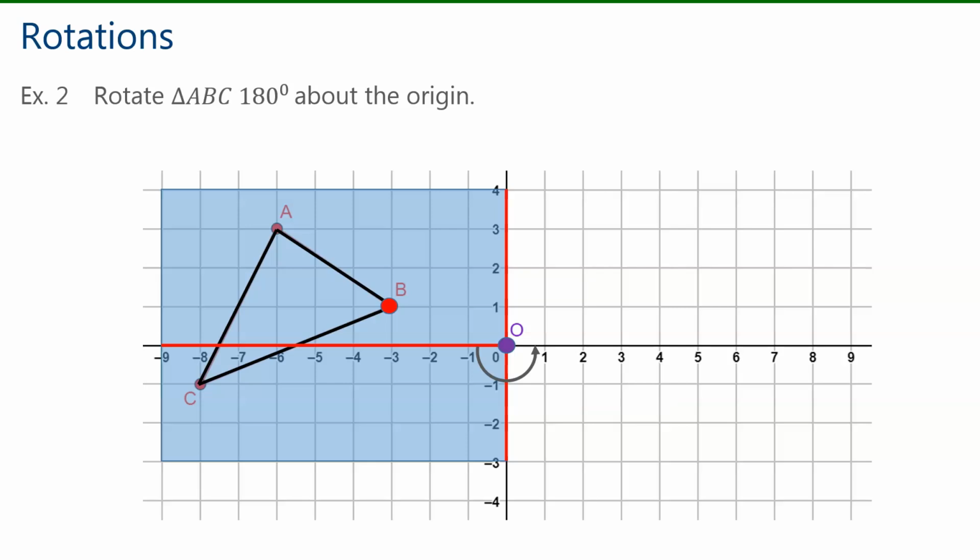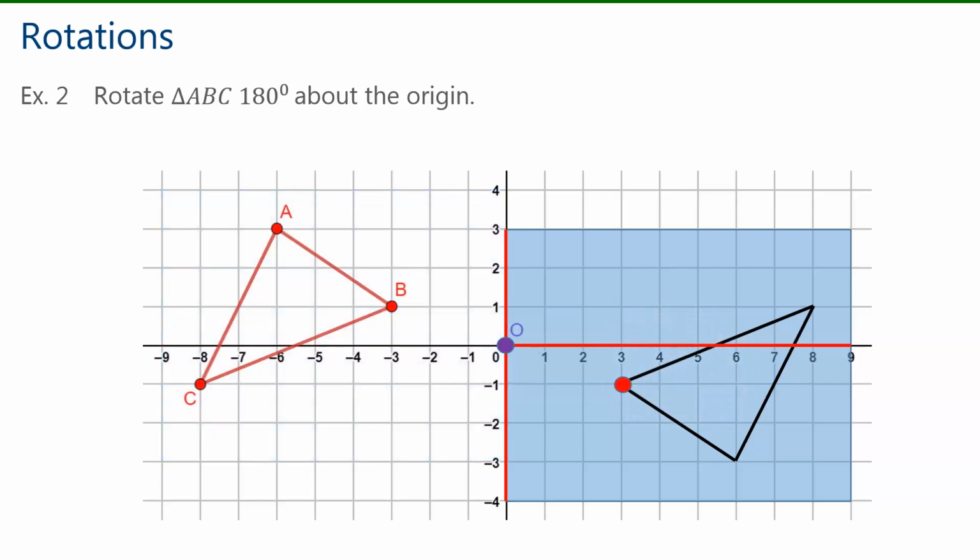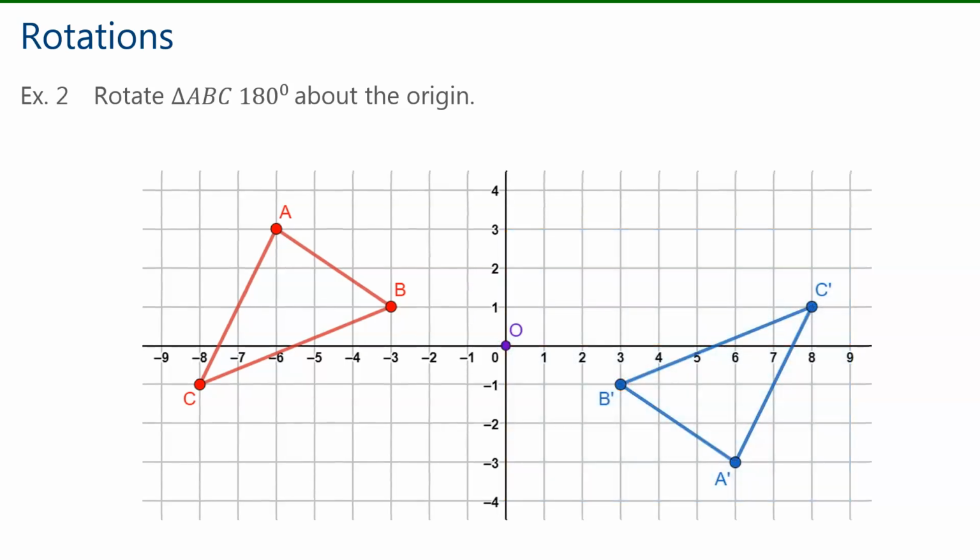If you take your tracing paper, put your pencil at the origin and rotate 180 degrees until the axes line up, the image would be located here. Now we can draw in the new vertices of the image, and the image would look like this.